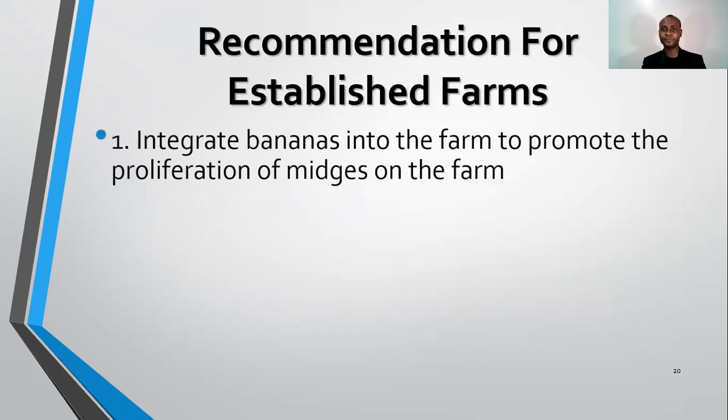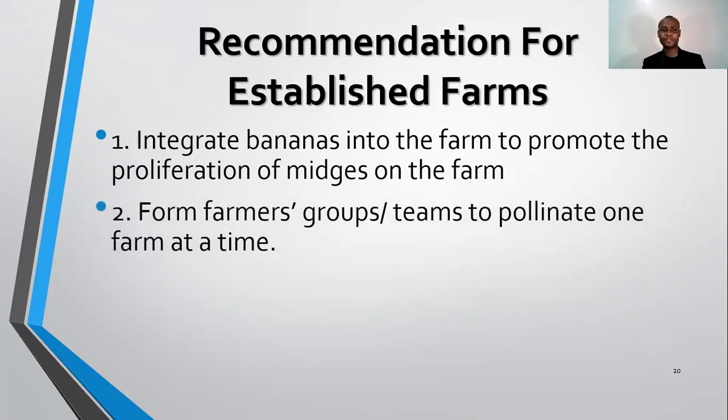Now let's look at recommendations for established farms. Maybe your farm is already established. The trees are 3 years old, or 5 or 10 years old. So this is what you have to do. You have to integrate bananas into the farm to promote the proliferation of midges on the farm. Number 2, you can form farmers groups or teams to pollinate one farm at a time.